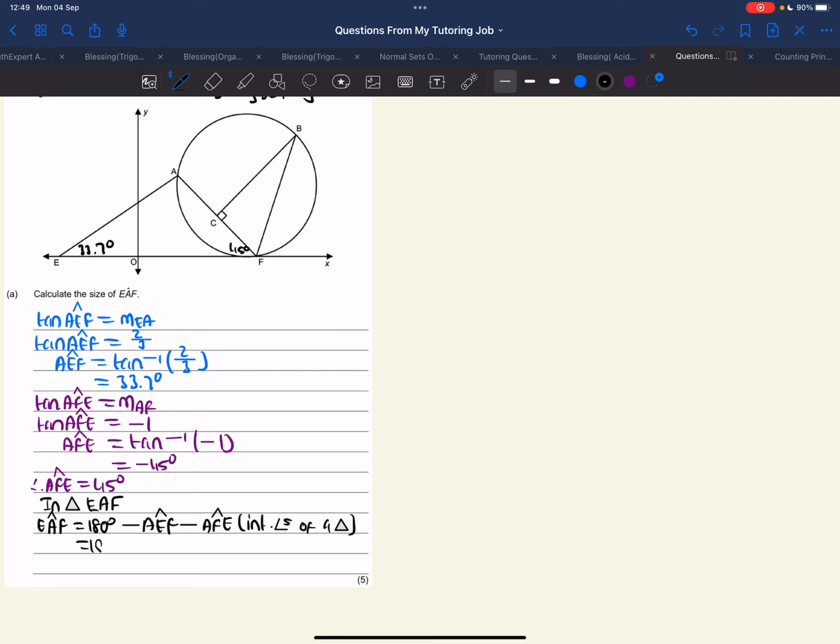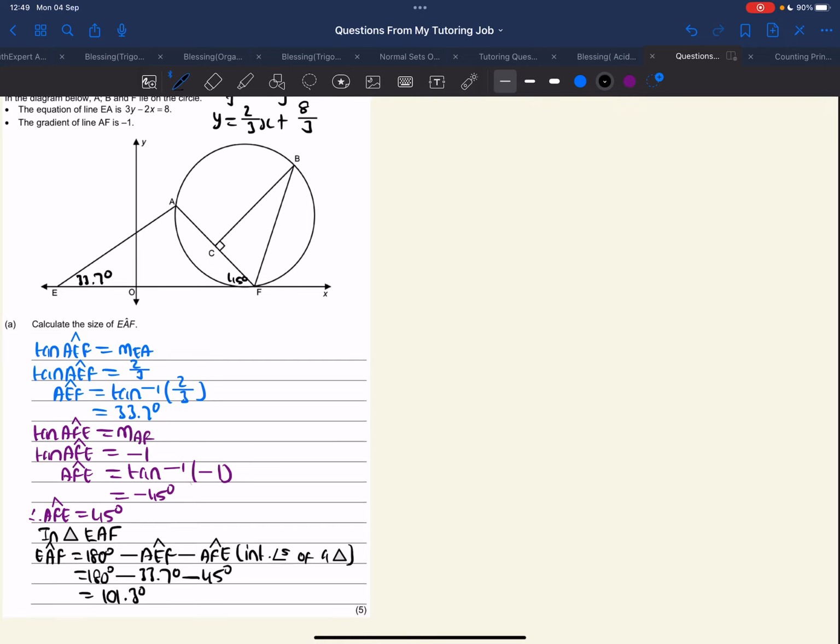All right, then we're going to say 180 minus AEF is 33.7 degrees minus 45 degrees. And then if you quickly put that in your calculator, or do it in your head, your answer is supposed to be 101.3 degrees. And yes, this is the answer that you are supposed to find for the angle EAF. All right, I'm hoping that is clear and understandable to you.